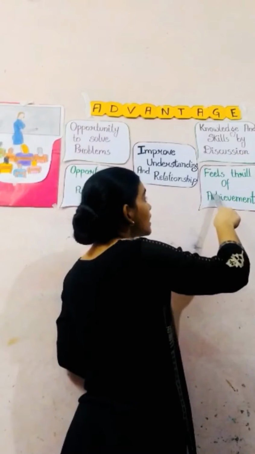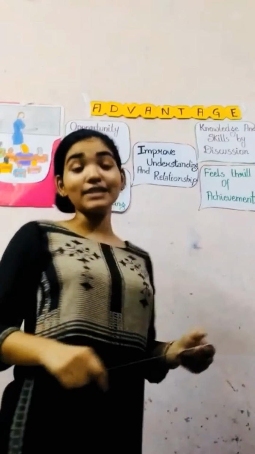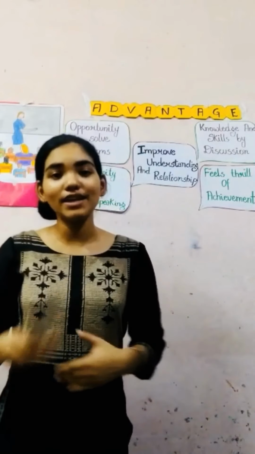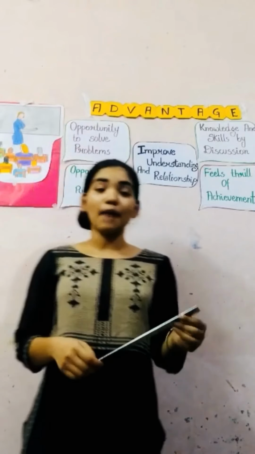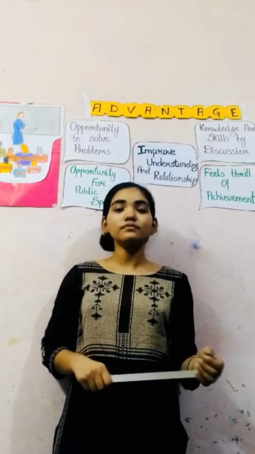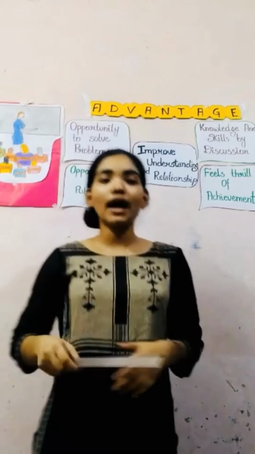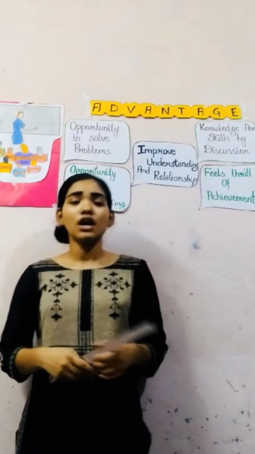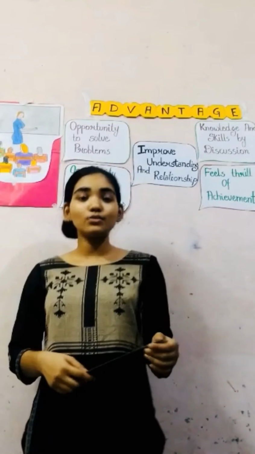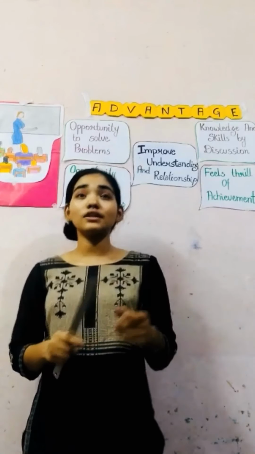Then the fifth and last one is feels thrill of achievement. It means a student nurse has that feeling of thrill of achievement. For example, there is a group of 10 student nurses. If one is giving her case presentation, then the other 9 are watching her present very well. So the other 9 student nurses think, she is presenting so well.